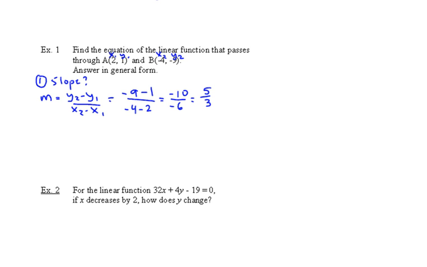So then we want to go from there. We have to ask, do we have our y-intercept? No. We have 2 points. We can choose either one. I like to work with the one with positive values. And we're going to have to use our point slope formula.